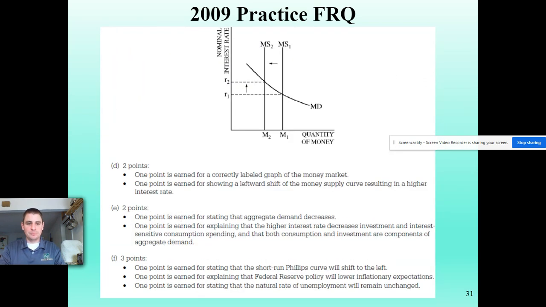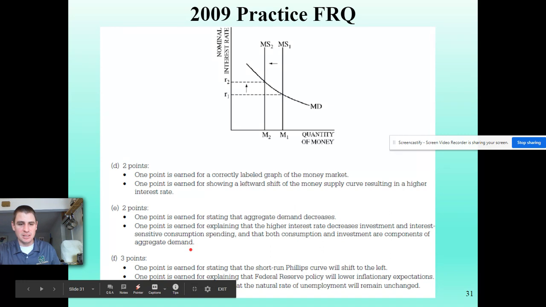So 1 point is earned for a correctly labeled graph in the money market. 1 point is earned for showing a leftward shift in the money supply, causing nominal interest rates to increase. 1 point is earned for saying that the aggregate demand decreases. 1 point is earned for explaining that nominal interest rates have increased, which causes investment to decrease, which then triggers aggregate demand to decrease. 1 point is earned for stating that the short run Phillips curve will shift to the left.